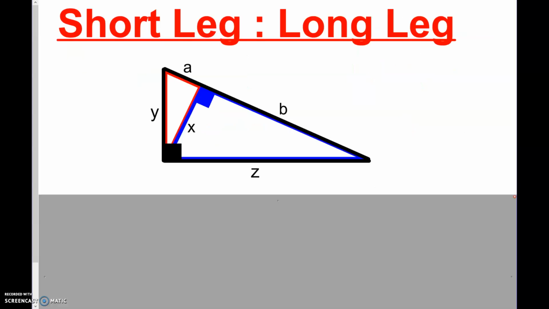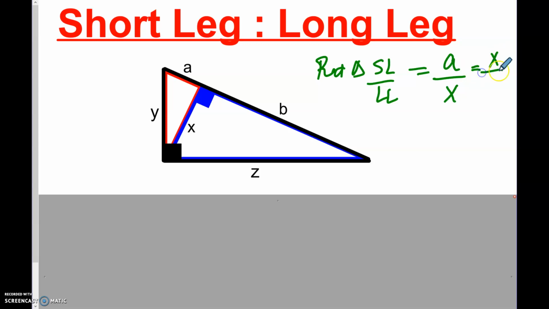Okay, so now let's get into this triangle. We're talking about the ratio of a short leg to a long leg. Okay, short leg, long leg. So if we do the red triangle, short leg over long leg. That short leg looks like it is A, and the long leg in that triangle is X. All right, then let's go to the blue one. Let's pick that short leg, that's X, and the long leg is B.